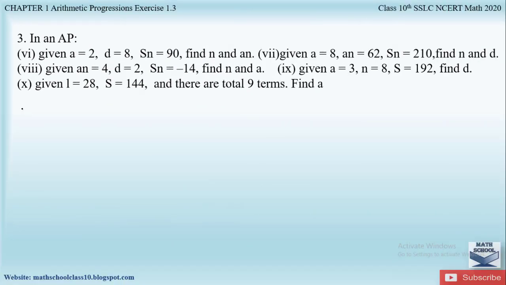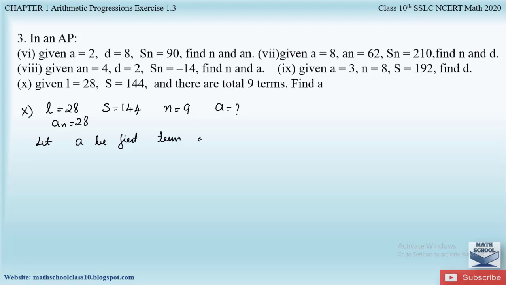So coming to the last part, that is the 10th part of question number 3 from exercise 1.3. Here the L value is given, that is equal to 28. S is given, that is 144. And they are saying there are a total of 9 terms, which means n is equal to 9, and we have to find the A value. L is equal to 28, which is nothing but the nth term, so an is equal to L, that is 28.